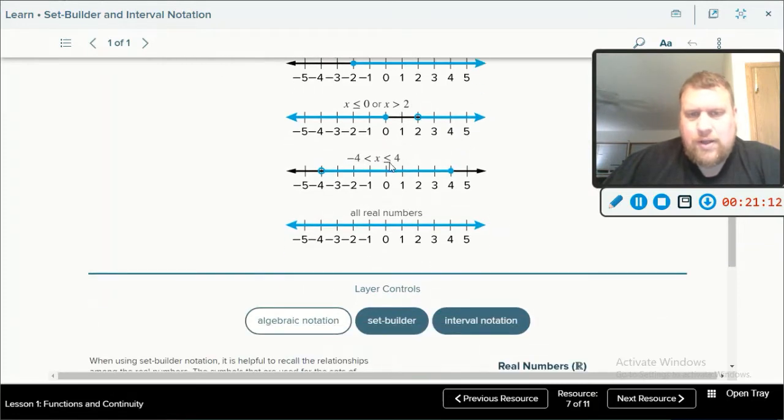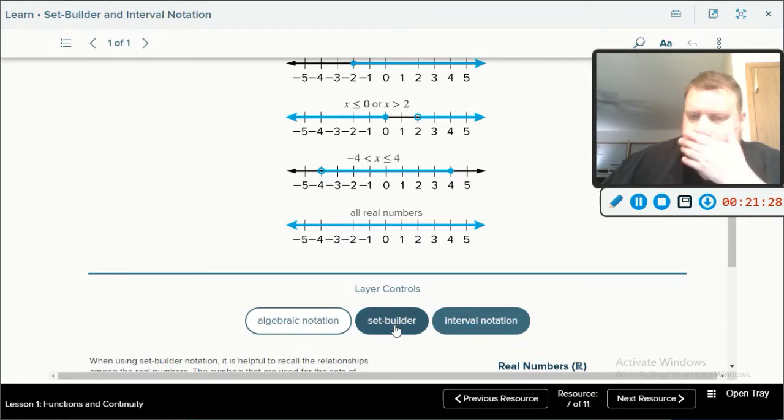So that's one. This one right here, we know x is between 4 and -4, but notice it's a closed dot at 4, so x is less than or equal to 4, but x is greater than -4. And then this last one right here, because it includes everything, it's just all real numbers.